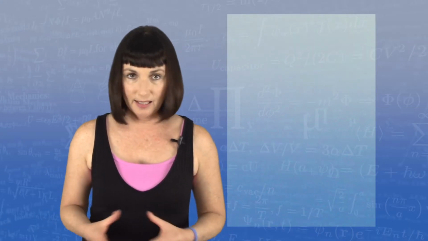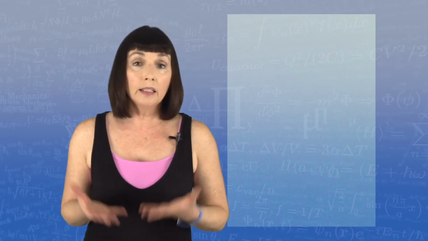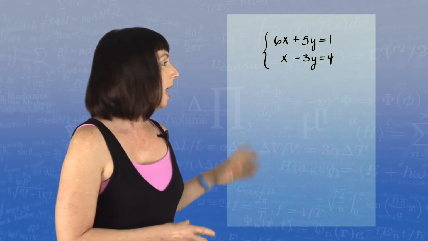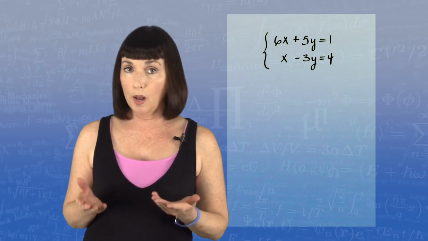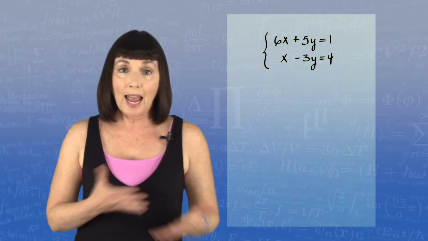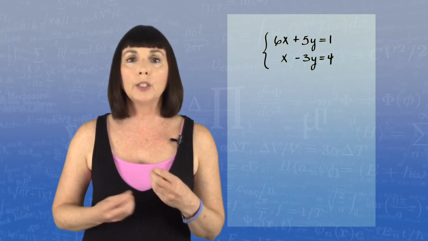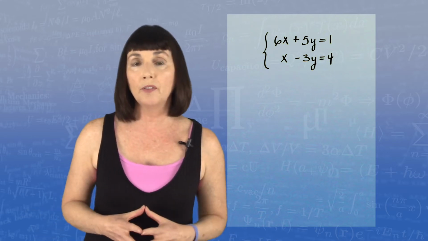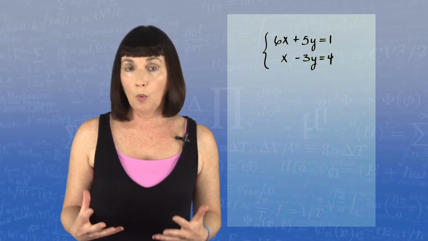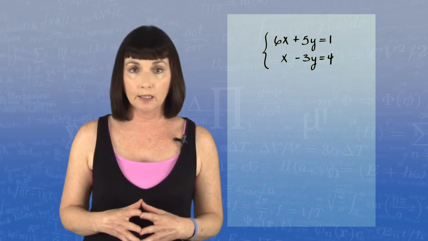Now in our last example, all I had to do was add my two equations together, and that eliminated one of my variables. But what if I have something like this? 6x plus 5y equals 1 and x minus 3y equals 4. Now if I just add these equations together, that's not really going to get me anywhere because it's not going to eliminate either one of my variables. But what if I multiply one of my equations by a non-zero number and create an equivalent system?